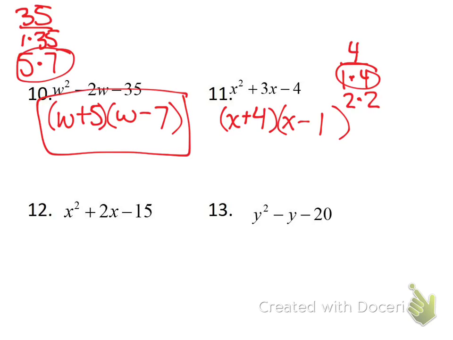The 4 gets the positive, the 1 gets the negative. And if we think about it, 4 minus 1 gives us a positive 3. All right, on number 12.